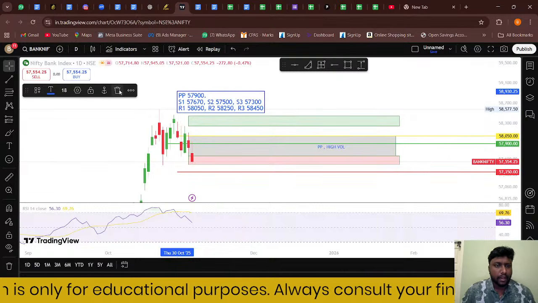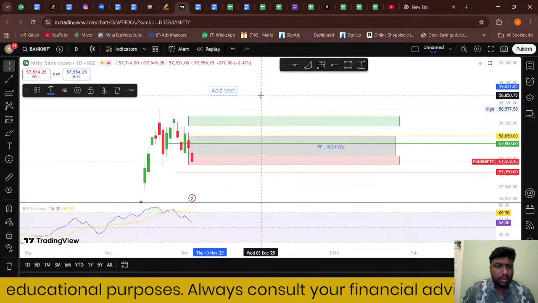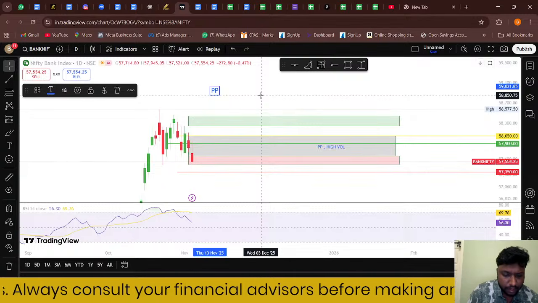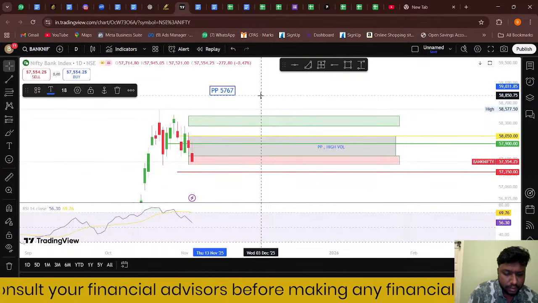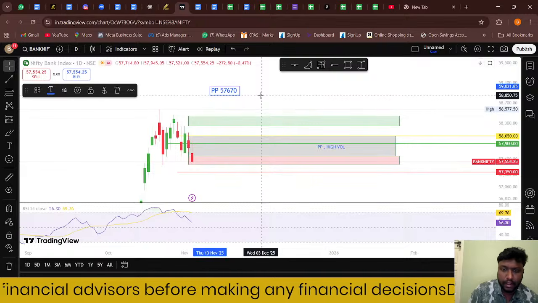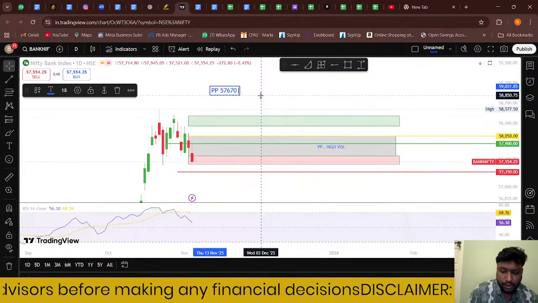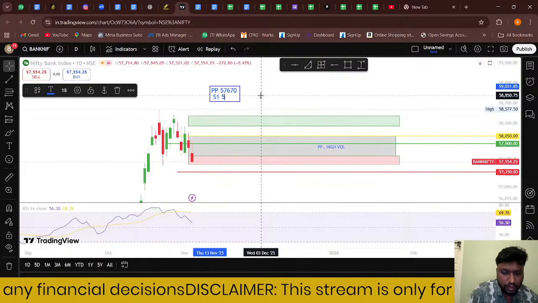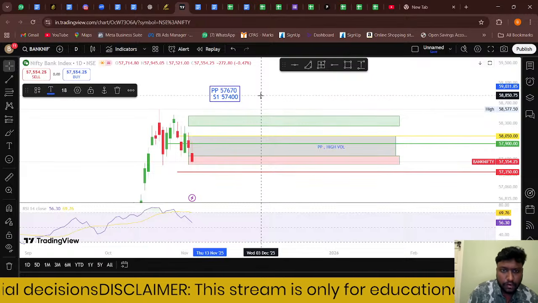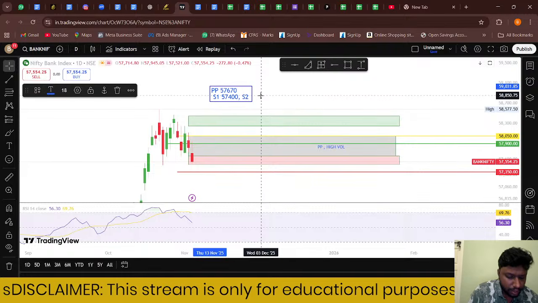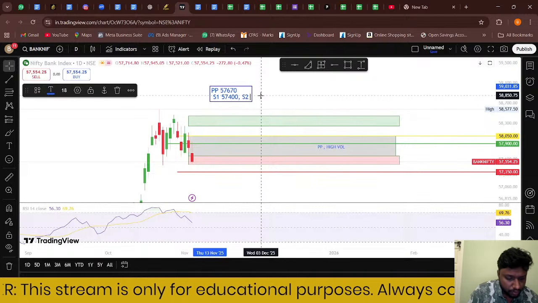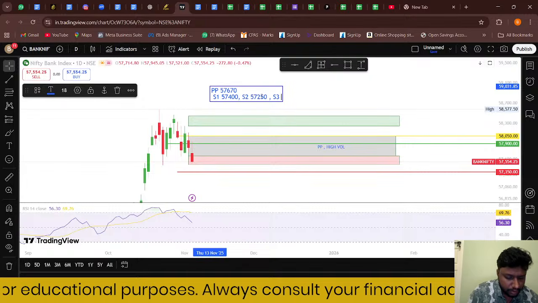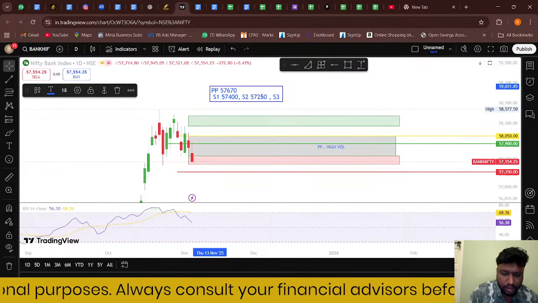On Bank Nifty, let's mark out this pivot point. Pivot point is at 57,670. 57,670 is the pivot point for Bank Nifty. And with respect to this, let's go to support one. Support one is at 57,400. 57,400 will be the support one. S2 is at 57,250, and S3 will be at 56,980.